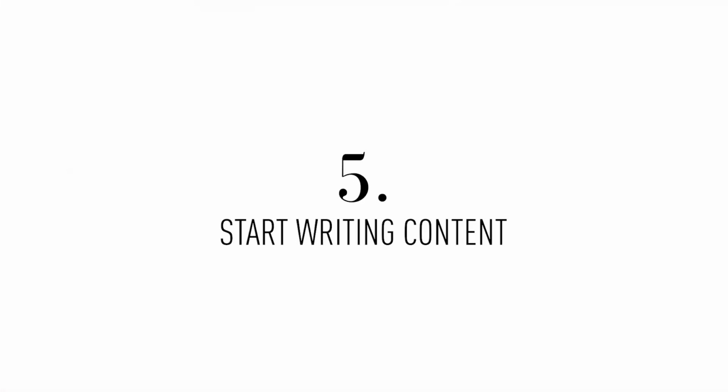Step number 5 is to start writing content for your website and your blog. This is where you're going to write your about page, anything else that you want to explain about yourself, and you have the fun part of actually writing your blogs. So this is where you go to the list of categories or topics that you figured out in step 1 and 2, and now you actually populate it with full-on blogs.